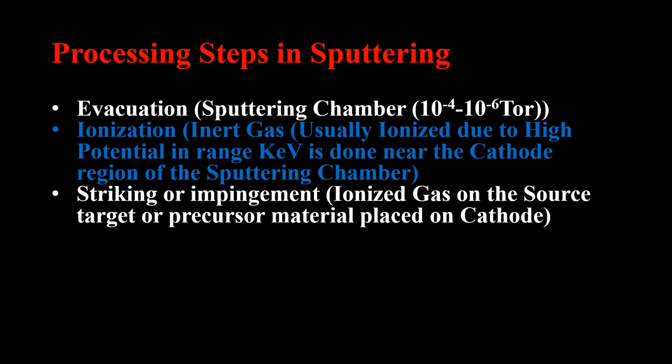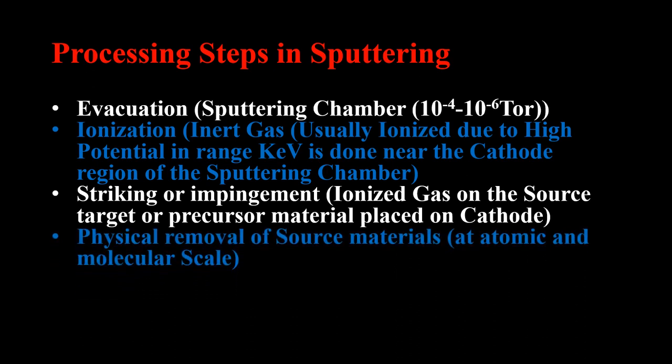After the ionization, the argon ions get targeted, or impinged, on the target with a higher energy. After striking the target, the high energetic ion on the source material causes a physical removal of the source material, and this removal could be at atomic or molecular scale.